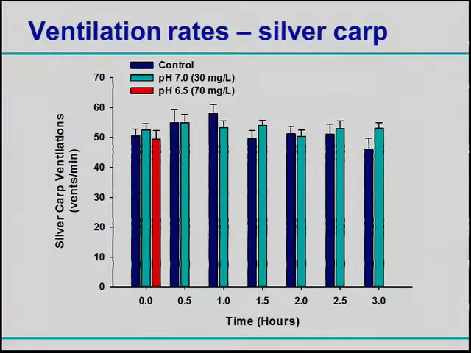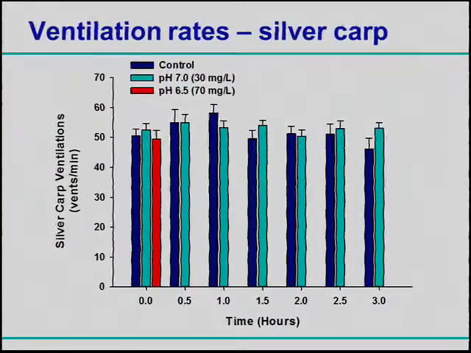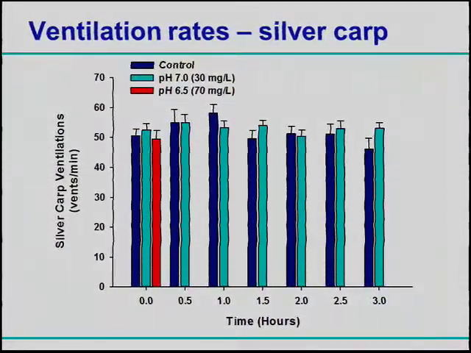And what you see is, if you just follow the dark blue bars, which are the control, if you put silver carp in a bucket and you watch them for 3 hours, their ventilation rates don't change. You add 30 milligrams per liter carbon dioxide, watch them for 3 hours, their ventilation rates don't change. We move up to 70 milligrams per liter carbon dioxide, and we have control, and then after half an hour the red bars disappear, and that's because carbon dioxide is a fish anesthetic. And so the fish go to sleep, whether they like it or not.